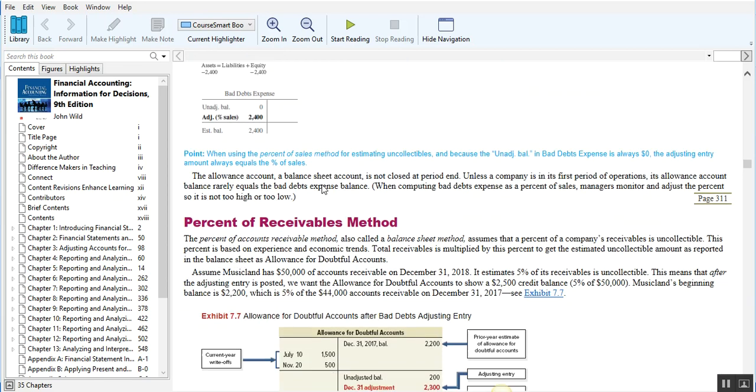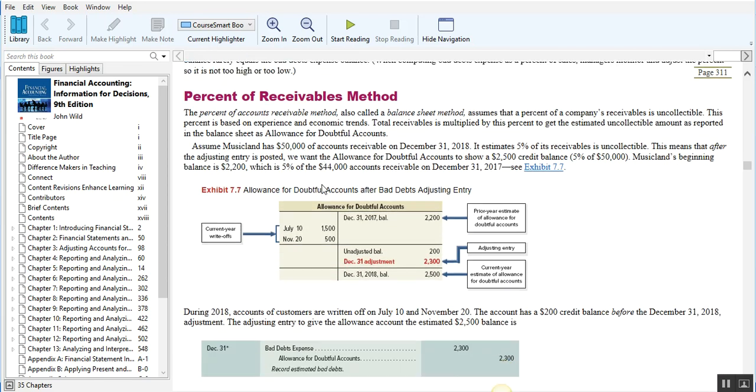However, that does change with a percent of receivables method. With a percent of receivables method, we're looking at it differently. Instead of looking at just the sales and the income, we're looking at the whole of accounts receivable, and we're going to say that a certain percentage of them are not going to be collected. So when we do that, what we're calculating is the new balance that should be in the allowance account. So what we're actually saying here is we have a percentage of our accounts receivables that we're not going to collect.